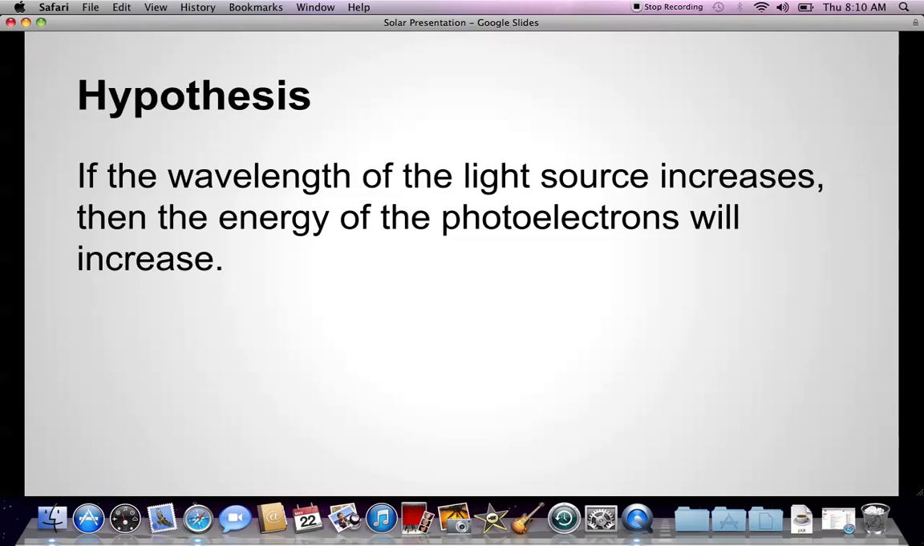For our experiment, our hypothesis was that if the wavelength of the light source increases, then the energy of the photoelectrons will increase. So basically, the further you get away from red towards violet, the energy of the photoelectrons will increase.